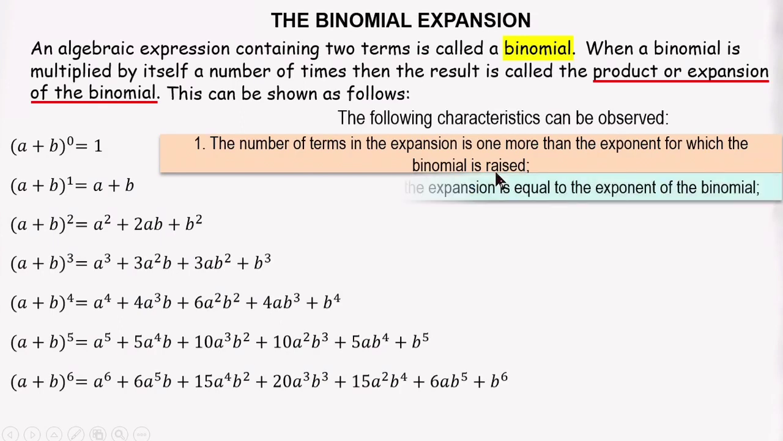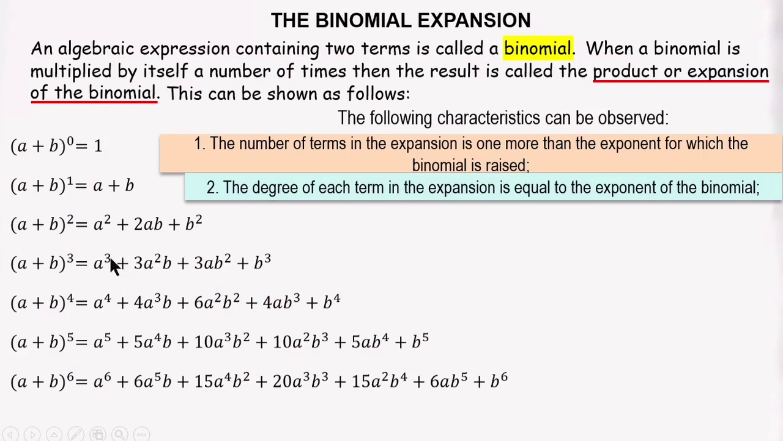Another characteristic is that the degree of each term in the expansion is equal to the exponent of the binomial. In each term, the degree is equal to the exponent to which the binomial is raised. For example, when the exponent is 1, the degree of each term is also 1. Pag walang nakalagay na number, that means it is 1. When the binomial is raised to 2, the degree of each term is also equal to 2. First term, the degree is 2. In the second term, if we add the exponents of a and b, that will be equal to 2. And the third term also has a degree of 2.